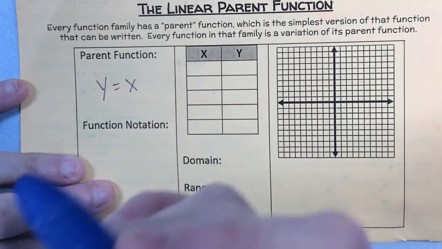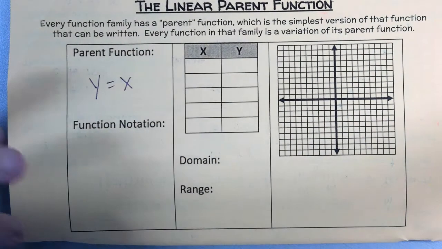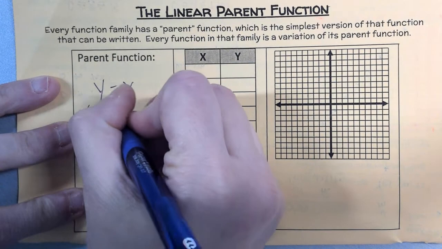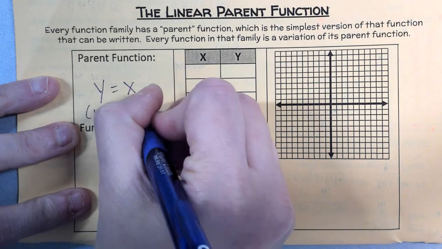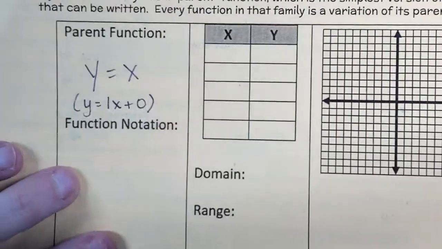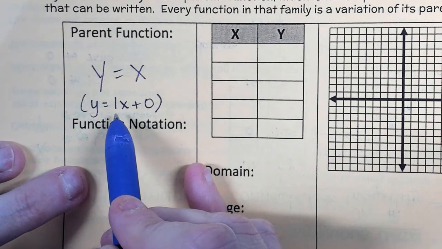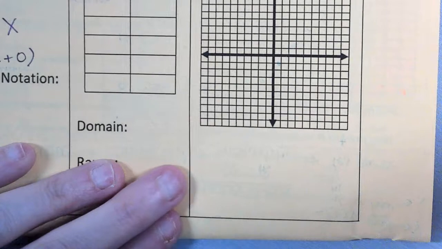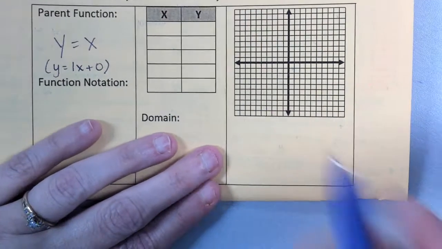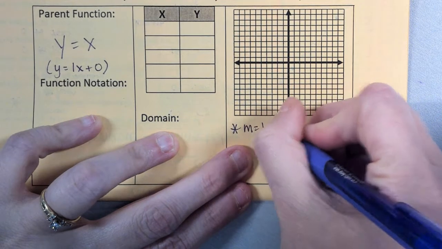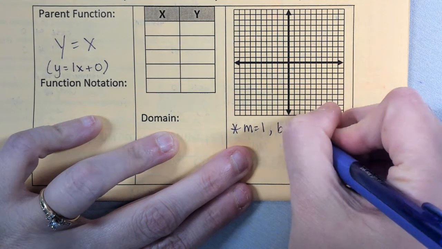Now, if we write down all the invisibles around it, so you know how there's all the invisible stuff? We would say y equals 1x plus 0, because the slope of the parent function is 1 and the y-intercept is 0. Now, let's write that down, because that's kind of important for us to know. Right over here, we're going to say m equals 1, b equals 0.